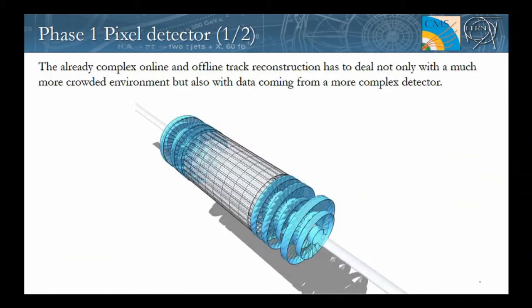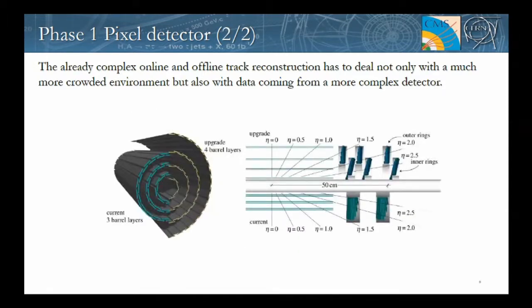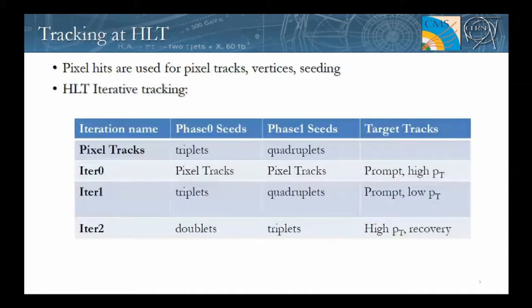So we just upgraded the detector. This is an X-ray rendering of the new detector. You cannot see it, but there are 4 layers in the barrel. Here on the right, you see the new version compared to the old one. So you have 4 layers in the barrel and 3 end caps divided into rings each. We have a completely new detector, and we used this opportunity to also replace the seeding at the pixel level.